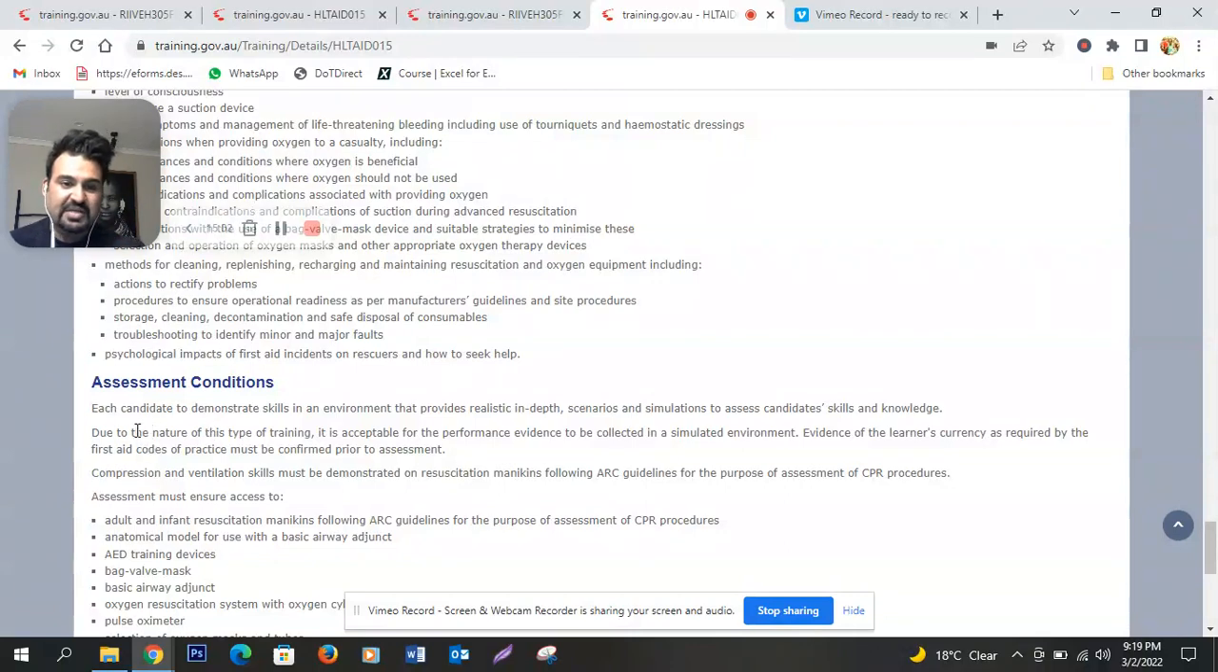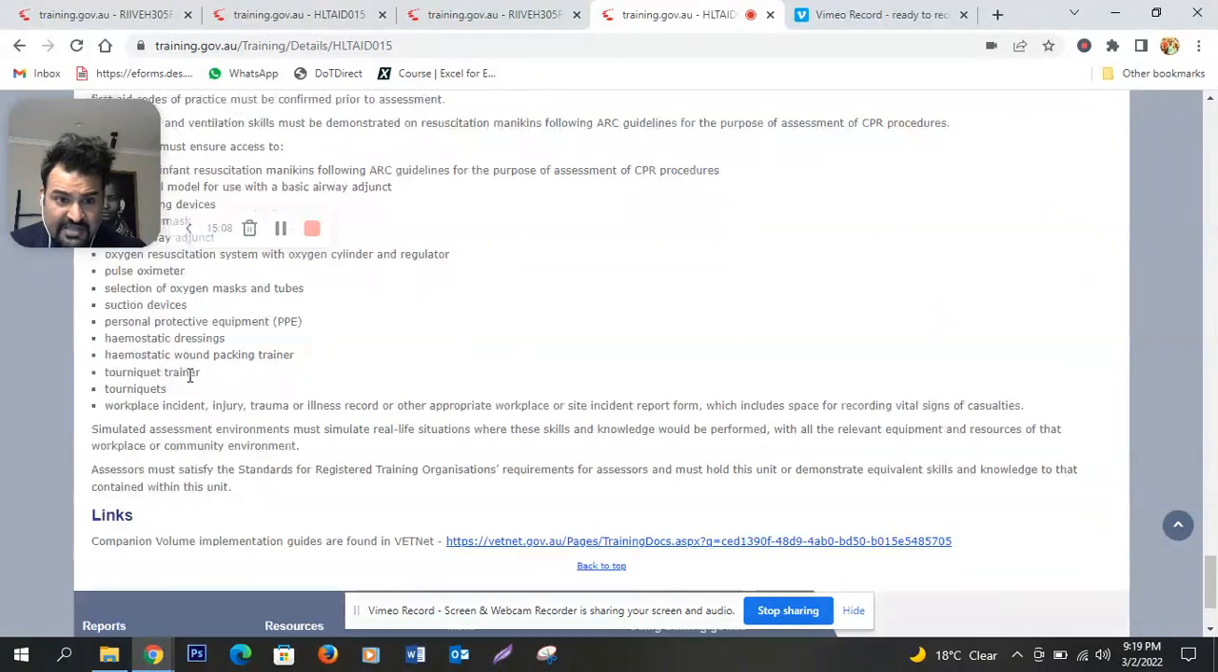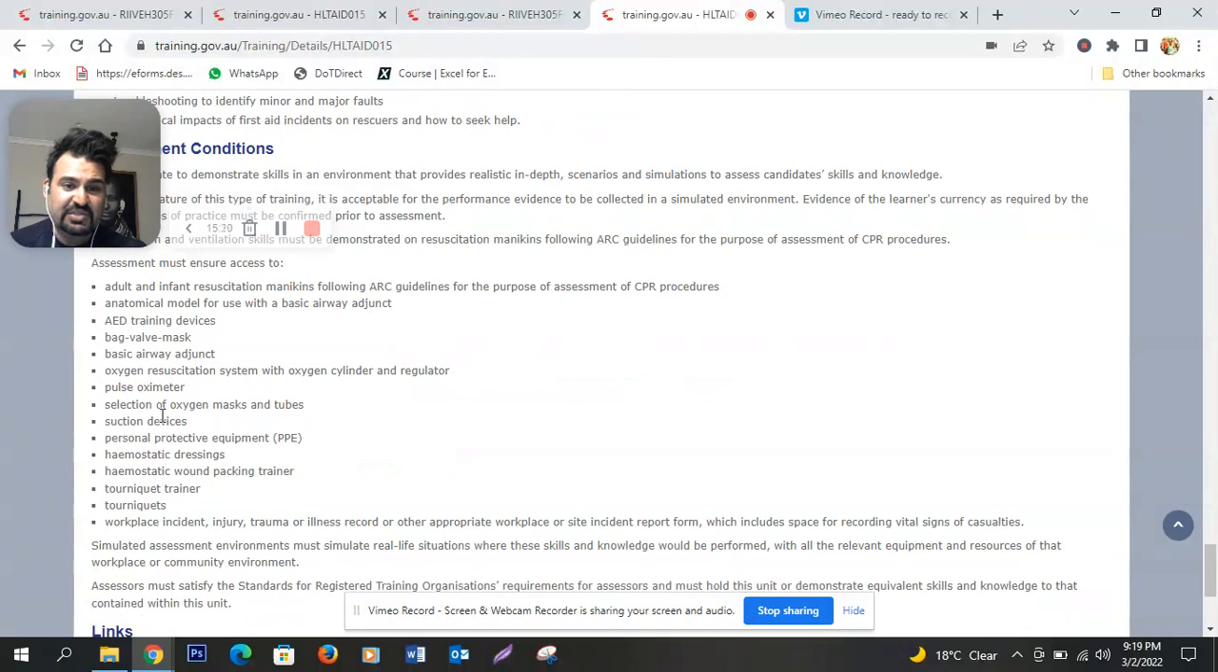We can talk a lot about that, but I will just move on. On that, you have got assessment conditions. So as you can see, there are assessment conditions, and they are telling you that you need to have at least that many training devices, you need to have, say, for example, a bag valve mask, basic airway adjunct. So a lot of those things are just created for you so that you need to have that as a minimum before you actually judge your students, right?